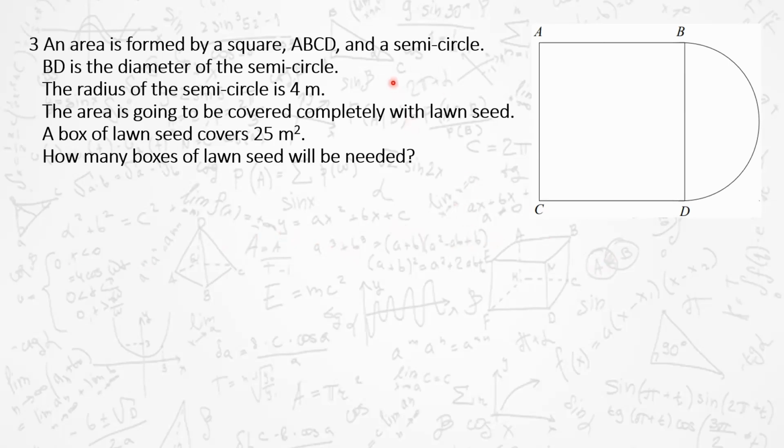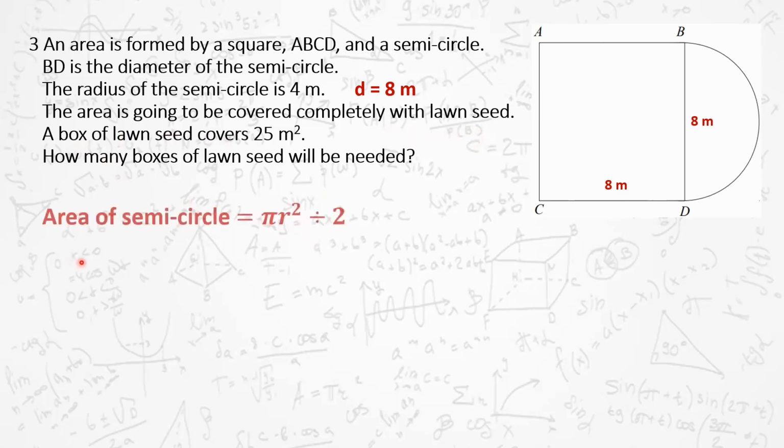BD is the diameter of the semicircle. The radius of the semicircle is 4 meters. Therefore, the diameter of the semicircle is 8 meters. 2 times 4 equals 8, so BD is 8. Don't forget, the area ABCD is actually a square. Because it's a square, all 4 sides will be 8 meters. The area is going to be covered completely with lawn seed. So now we need to work out the total area.